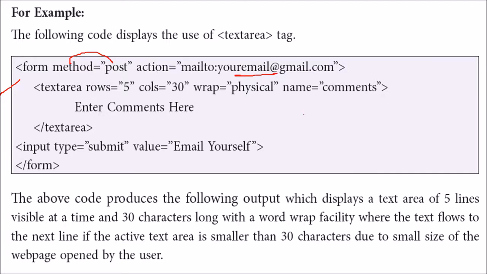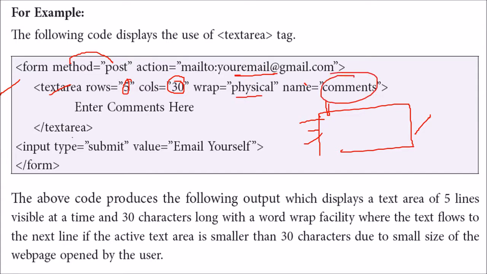Now the text area, because I said it has to have some, because this is a box, so you have to have a row and column. The row is 5, column is 30. You want wrapping as physical, and the name of this text area would be comments. Then you enter something here, means this "enter comment here" will come, and then after that you will be able to enter. Text area ends.